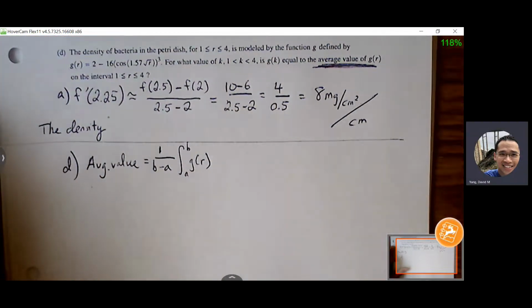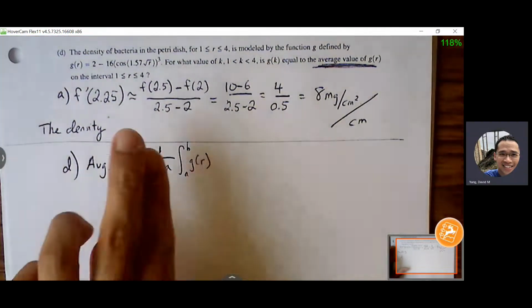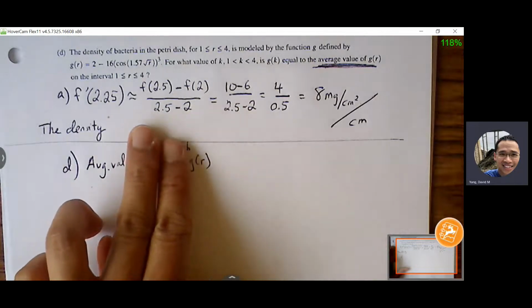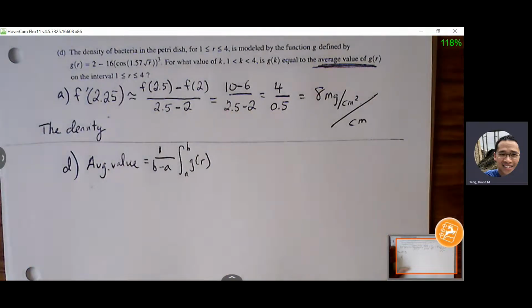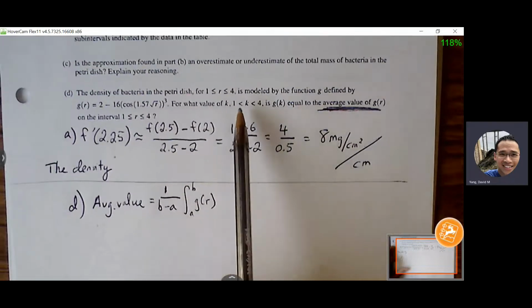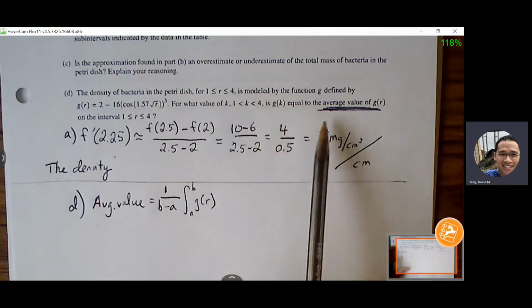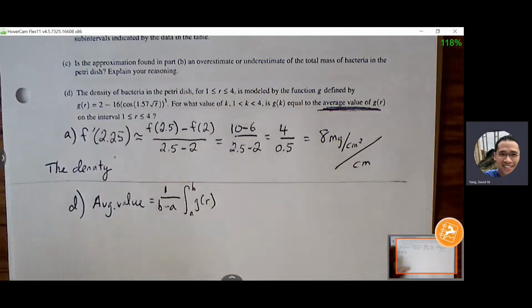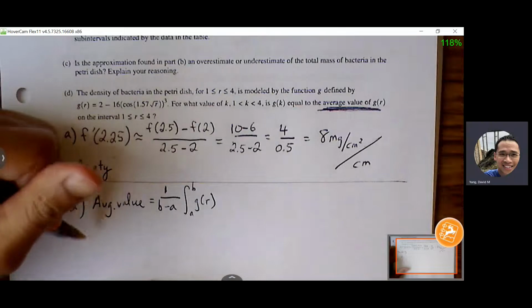Average value, think of it as the average height. If I were to look at my g of r function and add up all the heights that it represents, what is the average height? What's the average value? We know that we're looking at our bounds between 1 and 4. Our function is g of r, so put everything in place here.